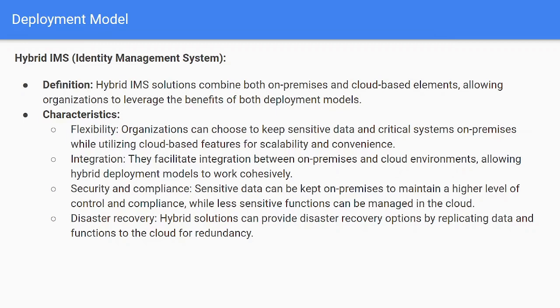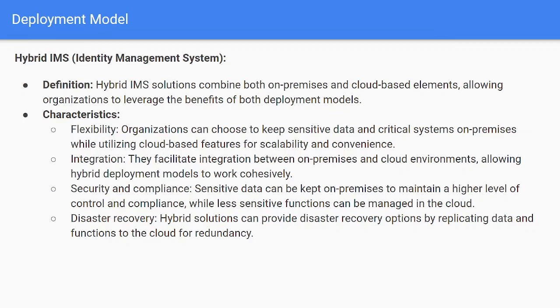So as an organization, you have your on-premise server, the hardware, the software license, everything. You're able to create your on-premise IMS solutions. And then there is also a cloud-based IMS solution for you, like your Azure and your AWS and stuff like that. So you are combining the two of them in your environment because you want to reap the benefits of both. So what are the benefits?